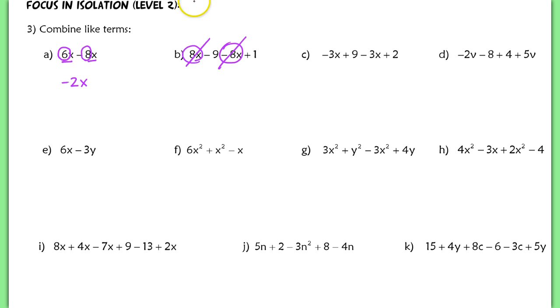Then we're going to combine the negative 9 plus 1. So again, in my calculator, I just type in negative 9 plus 1, and that leaves me with negative 8. So all 4 of these terms drop down to a single term, just negative 8.